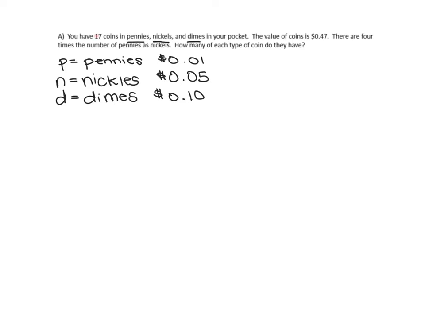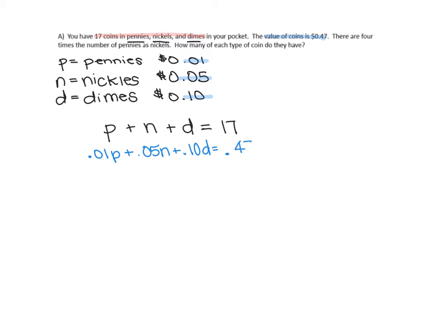So reading sentence 1, 17 coins, pennies, nickels, and dimes. This means my pennies plus my nickels plus my dimes equals 17 different coins. Sentence number 2, the value of the coins is 47 cents, and we just went through the value of each individual coin. So pennies are worth 0.01, nickels are worth 0.05, dimes are worth 0.10, total amount in my pocket 0.47.